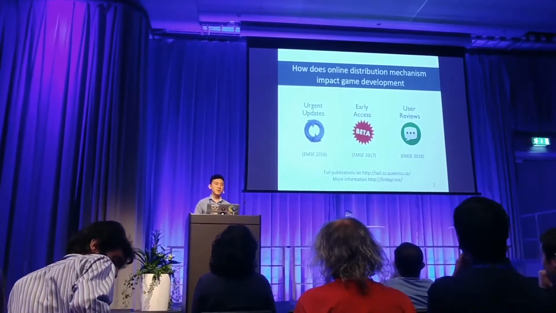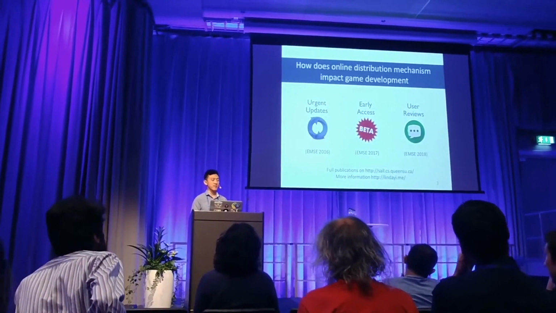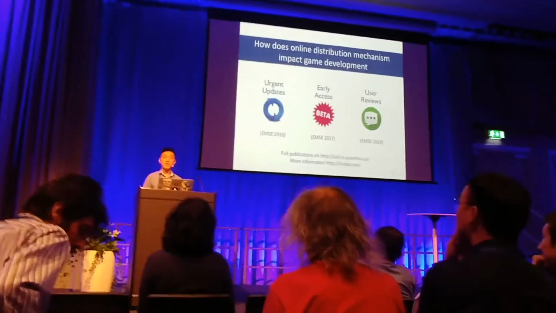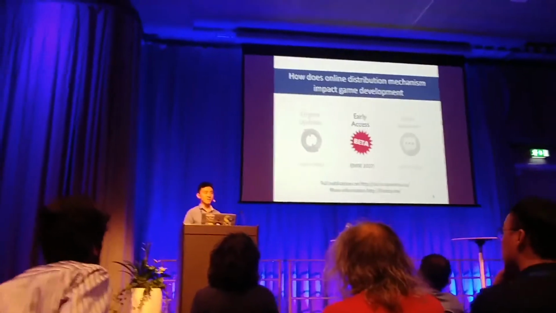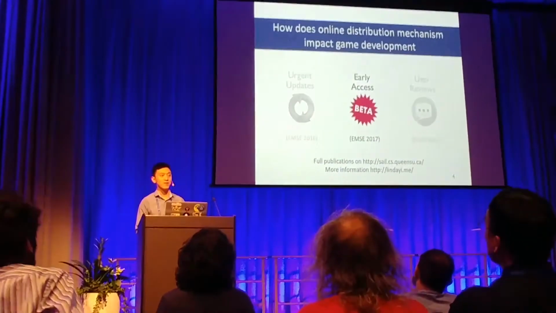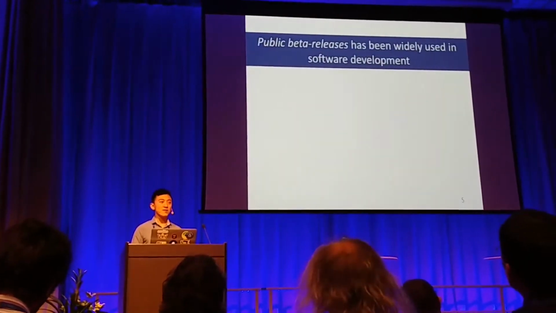We have some other publications around the topic, including a paper on Urge Update, which was published in 2016, and also another recent paper about user reviews of games. But today we're going to talk about the early access one. For the full publication, you can find that on our lab's website, as well as my own personal website for more information. So what is the early access model?